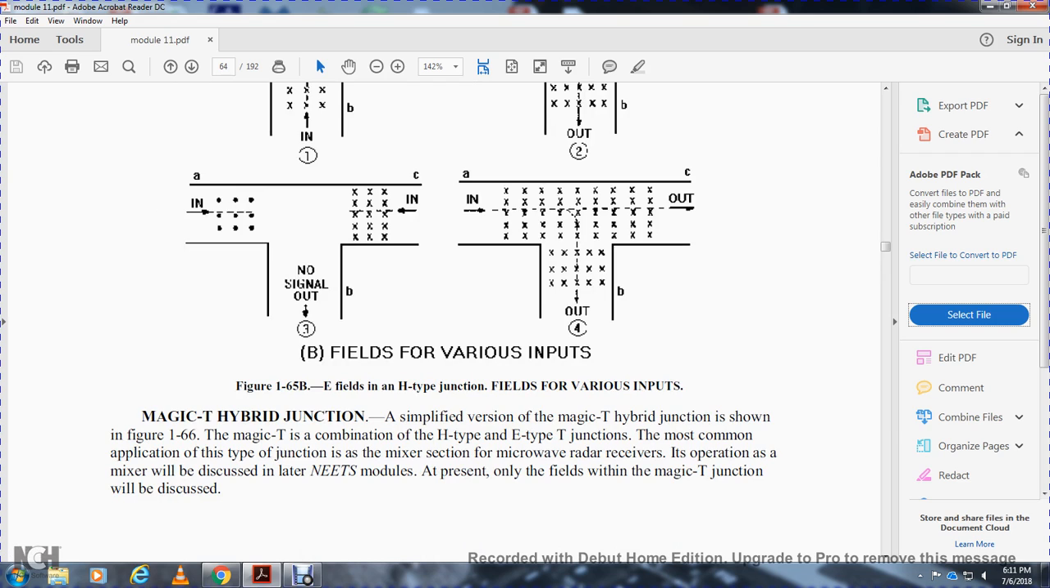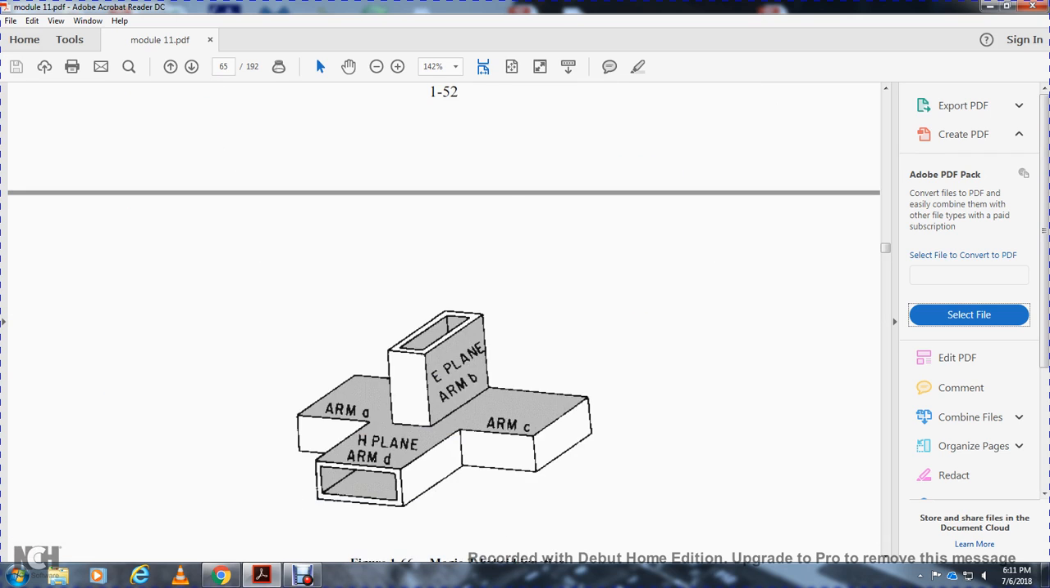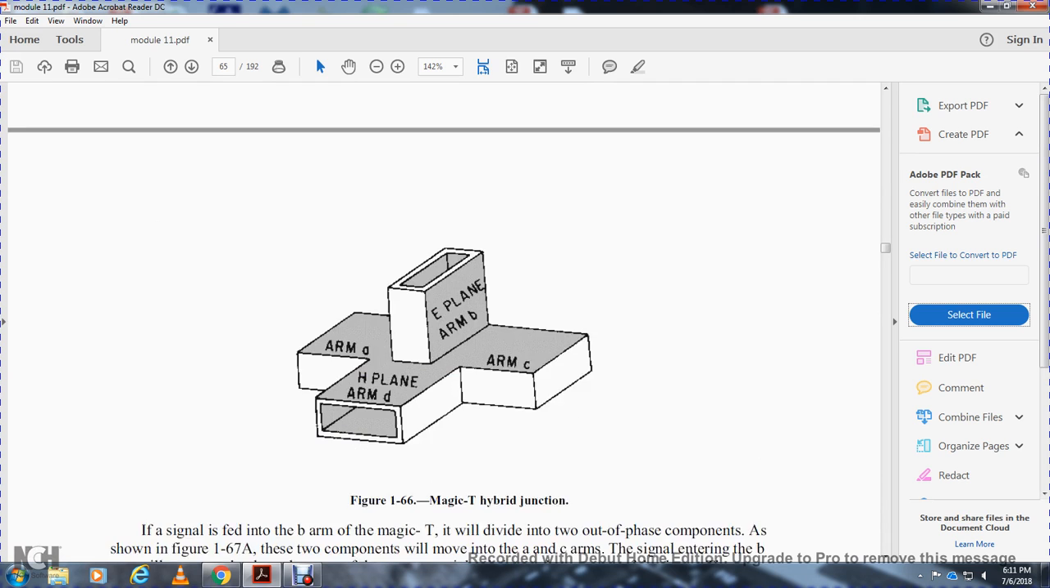The most common application of this type of junction is the mixer section of a microwave radar receiver. Operation of the mixer will be discussed later in the module. At present, only the fields within the Magic T junction will be discussed. So arm A, arm D, arm C, the E plane, arm B.